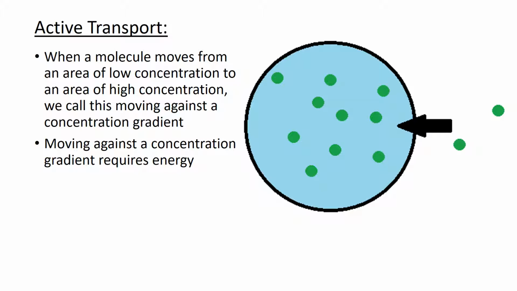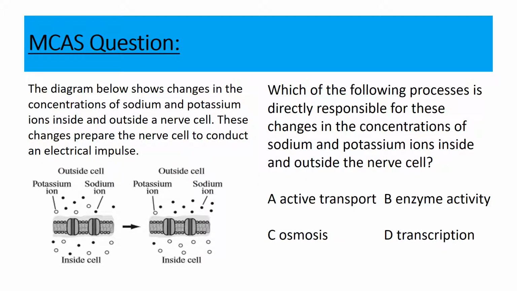Maybe a cell has a lot of something inside of it, but it wants even more. So in order to draw substances from outside of the cell membrane into the cell, it'll have to use energy. And when a cell uses energy to move substances across its membrane, we call that active transport. The biology MCAS often asks about movement across cell membranes. So let's look at some MCAS questions.